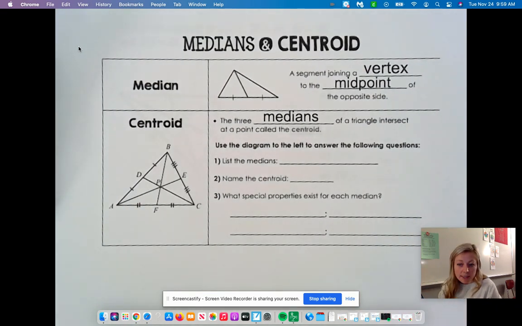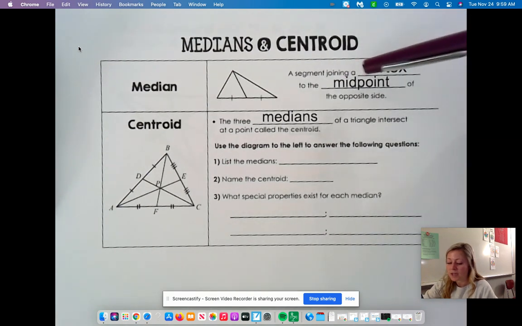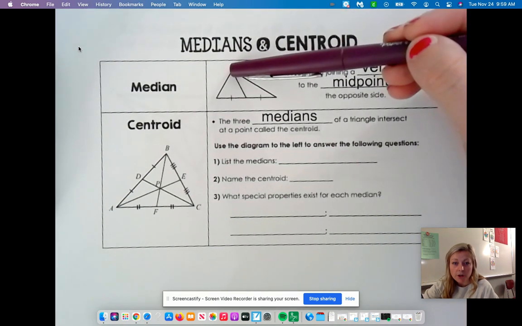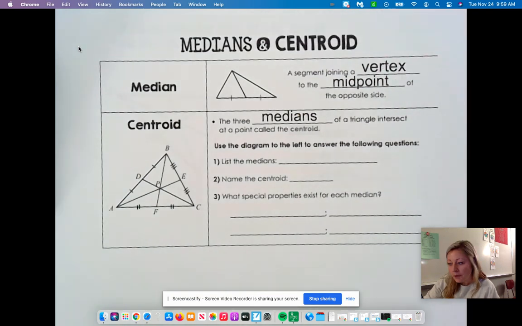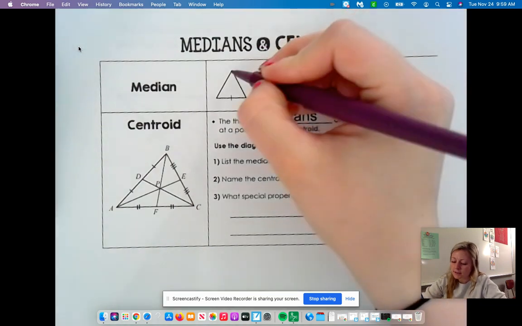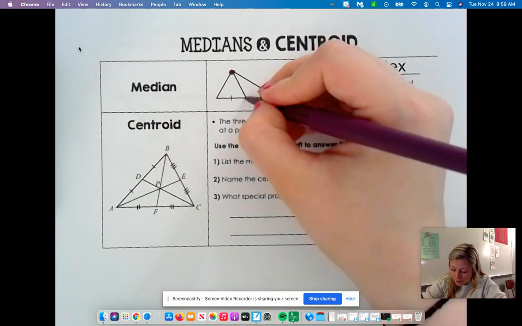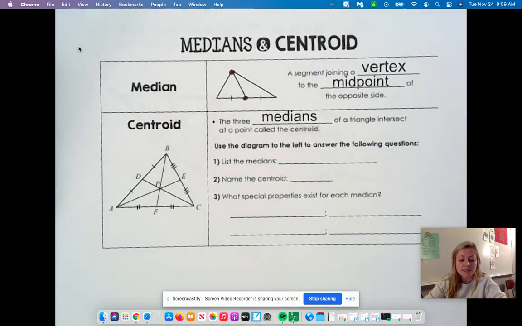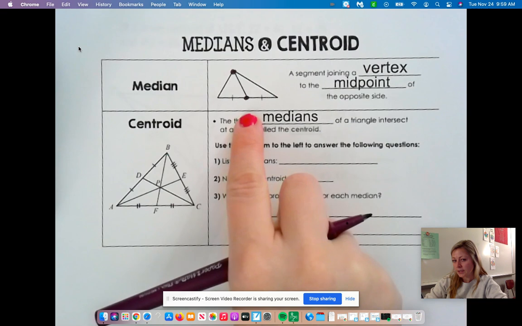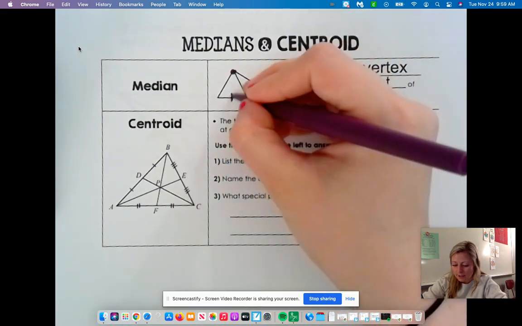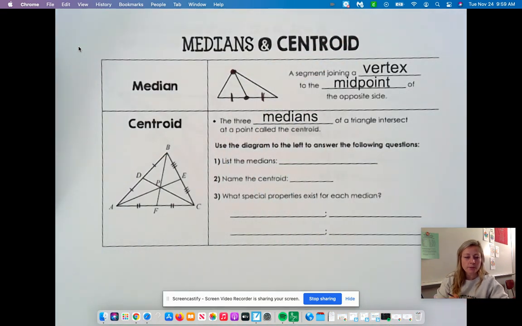So we first have a median, okay? And all a median is, it's a segment joining a vertex, so like the corner of our triangle, to the midpoint of the opposite side. Okay, so again, the median joins the corner of our triangle to the midpoint of the opposite side. How do we know for sure that's the midpoint? Well, don't be silly. It has those tick marks, and that's how we know, right? Because it's in the middle, so then both of those sides are congruent.